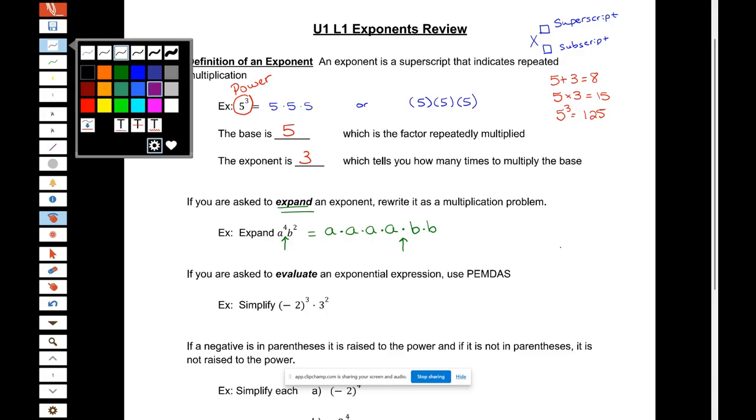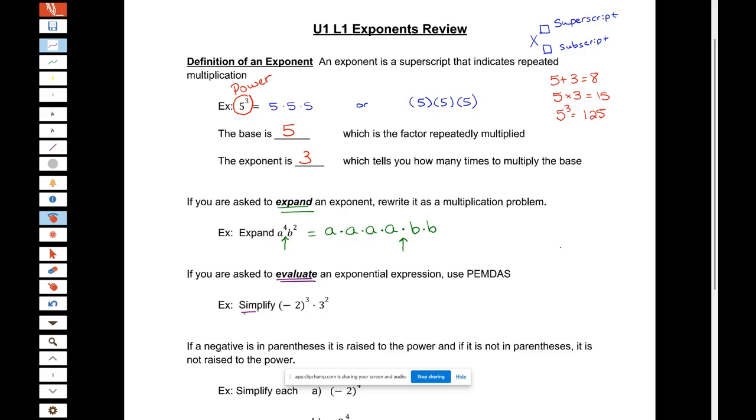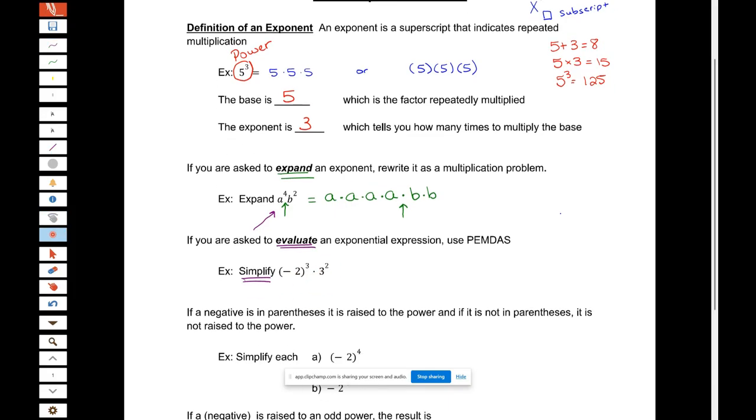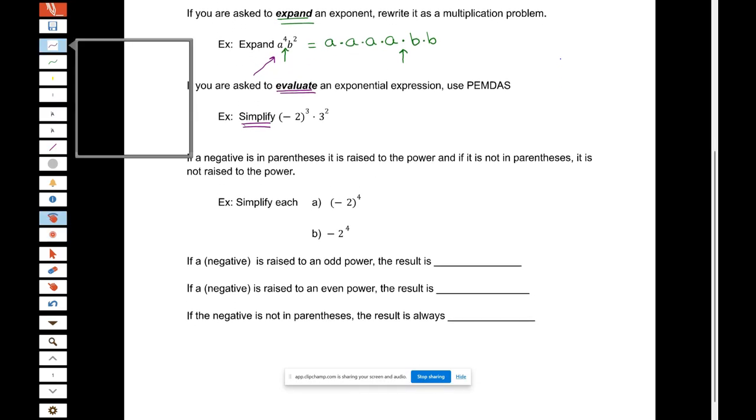If you are asked to evaluate or simplify, that means use PEMDAS and work out everything you can. If it's letters like the previous example, I wouldn't ask you to evaluate that unless I gave you numbers to substitute for the letters. But here you only have numbers, so you can work it out and evaluate it. -2 to the third means -2 times -2 times -2, and then times 3 squared, so we multiply by 3 twice.